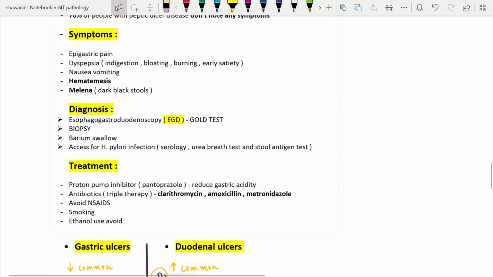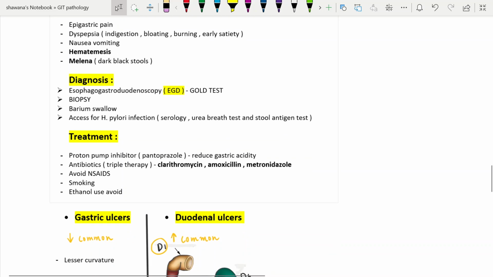The most common gold test for diagnosing peptic ulcer disease is the esophagogastroduodenoscopy, which is EGD. It's the gold standard for diagnosing peptic ulcer disease. The second one can be biopsy. Barium swallow can also be done in case of achalasia cardia. We have also been doing barium swallow studies, but in case of peptic ulcer disease, we can also do that.